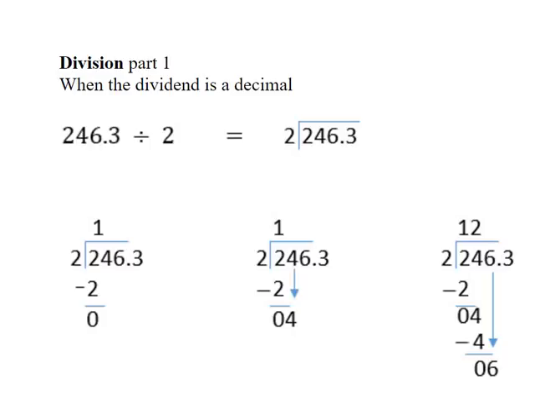Here we have some basic division problems. Consider 246.3 divided by 2. So you put the 246 here and the amount it's divided by right here. When you start the problem, you say how many 2's go into 2? Well, 1 would. So 2 times 1 is 2.